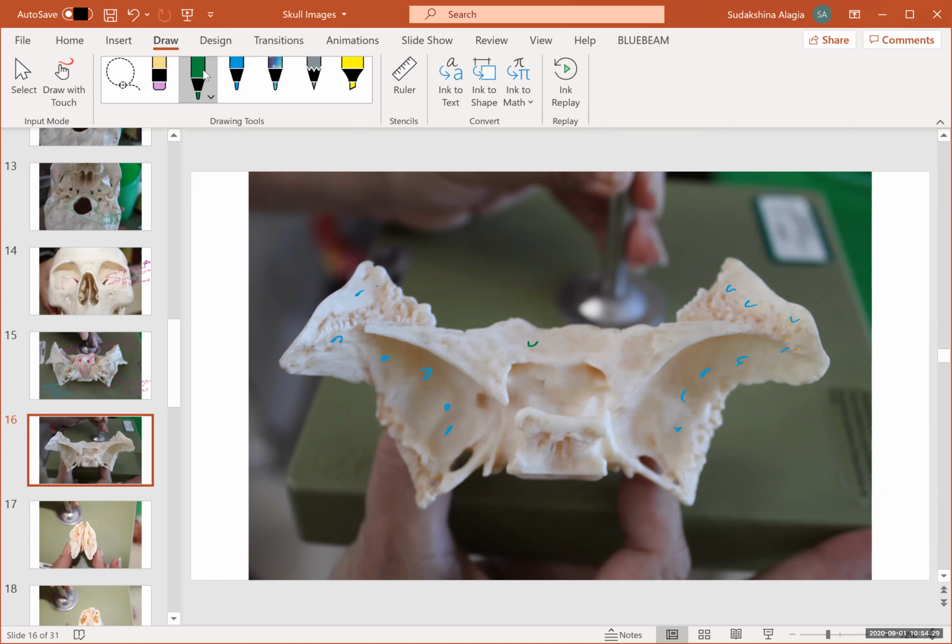So where is the lesser wings then? Of course, this. See how they look like wings, but they are smaller. These green ones are lesser wings because one on left, one on right. Lesser wings of sphenoid.